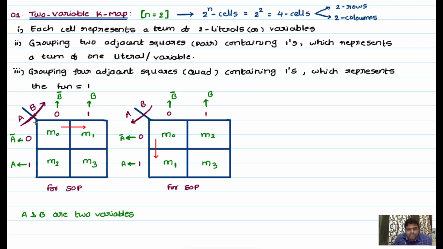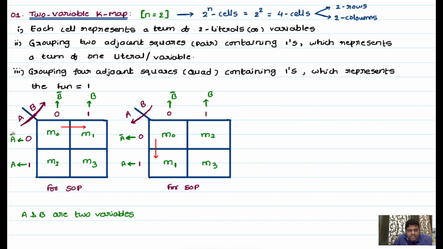Now you can observe this particular table. Here we have a total of 4 square boxes, right? So the first square box is M0, this one is M1, this one is M2, and this one is M3. Now each square box you have to fill with variables, right? So you can observe this first box, the M0 box.